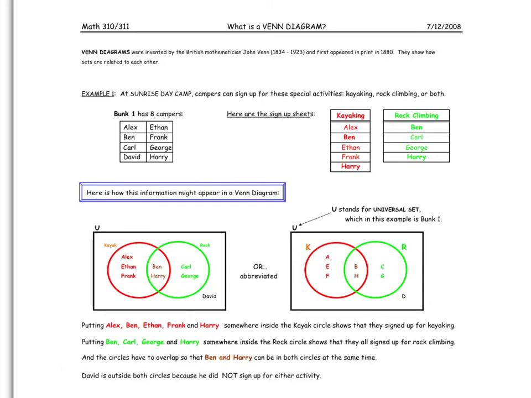David is outside of both circles because although David is in bunk 1, little Davy didn't sign up for any activities. So there he is, sort of out in the cold. You'll notice also that the circles are often used with single letters: A and E for Alex and Ethan, F for Frank, R for rock climbing, K for kayaking.